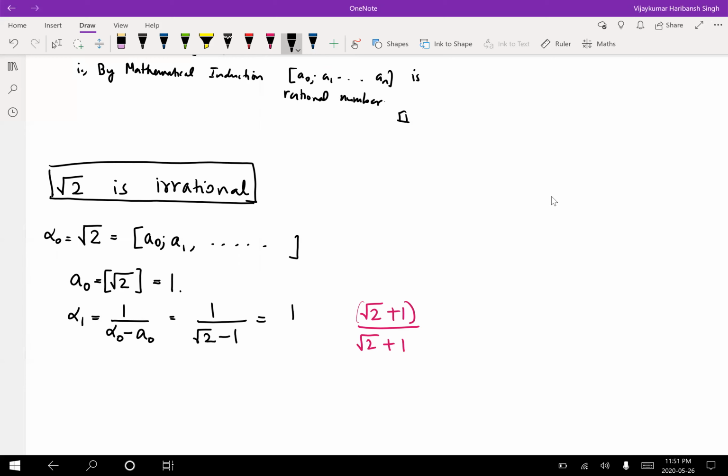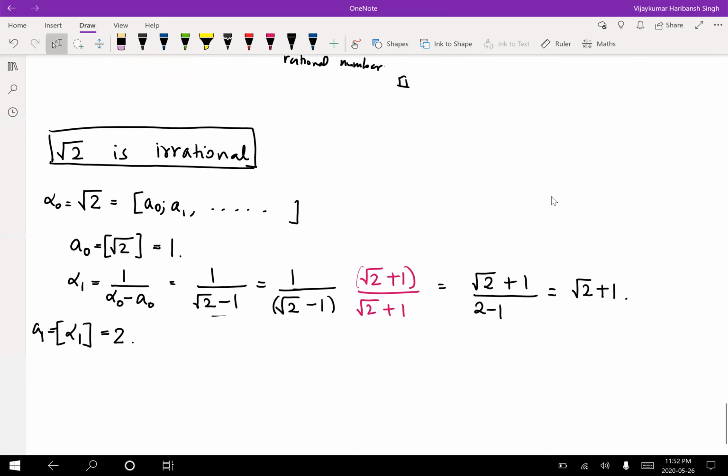Now, why am I doing that? Well, we could have used our calculator to do this computation right away at this step, but this will help us out. So square root of 2 plus 1 divided by, when you multiply, you get 2 minus 1, which gives square root of 2 plus 1. Now, what is the integer value of alpha 1? This is going to be my a1. Square root of 2 is roughly 1.41, plus 1, so the integer value is going to be 2.